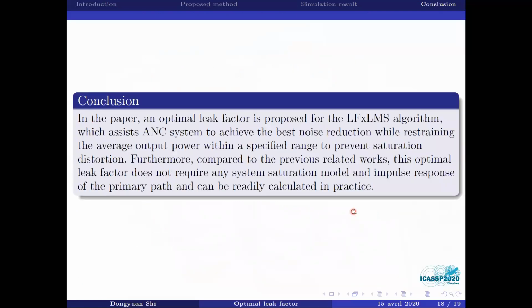In this paper, an optimal leak factor is proposed for the leaky FXLMS algorithm, which enables the ANC system to achieve the best noise reduction while restricting the average output power within a specified range to prevent saturation distortion. Furthermore, compared to previous related work, this optimal leak factor does not require any specific saturation model or the impulse response of the primary path, so it can be easily calculated in practice.